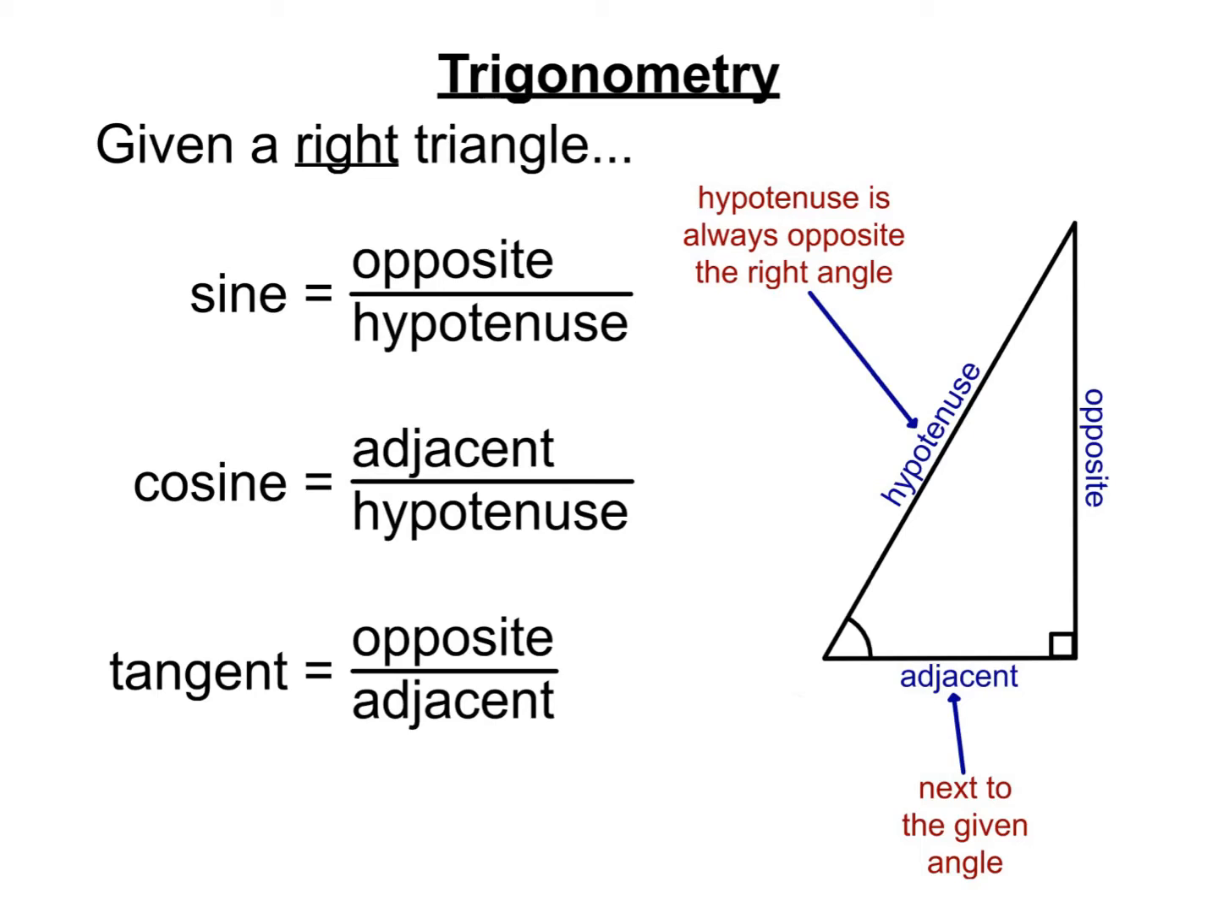All right, now knowing that, that's where the opposite, adjacent, and hypotenuse come from in our definitions over here. Now these are actually called the definition of sine, the definition of cosine, and the definition of tangent. Do you remember how we remember the definitions of sine, cosine, and tangent? Yep, SOHCAHTOA.